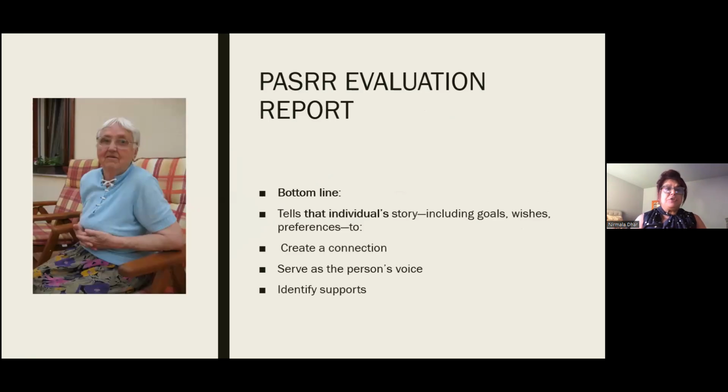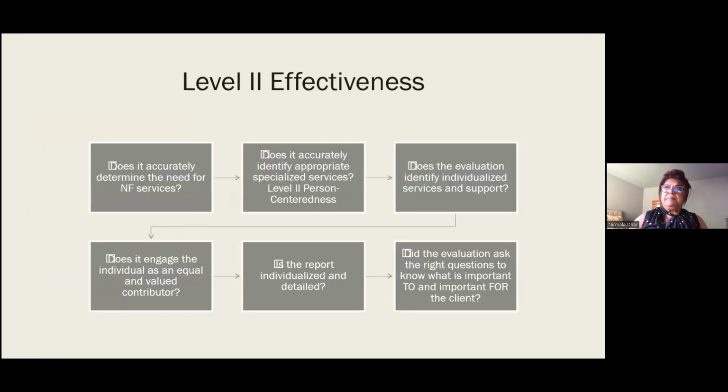You're telling the story of the individual. You serve as the person's voice frequently. And very importantly, you identify what are the supports and services they need. So for level 2s to be effective, this is what you have to do.